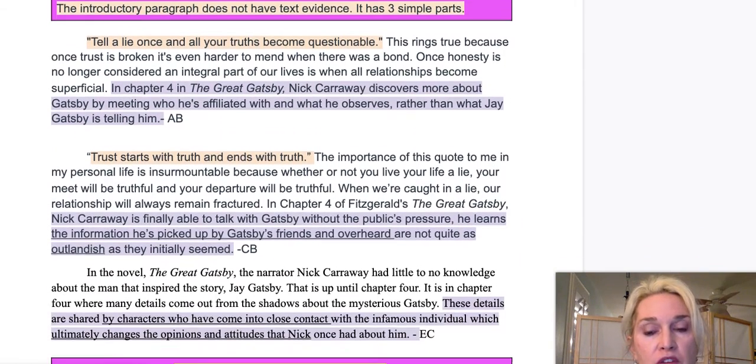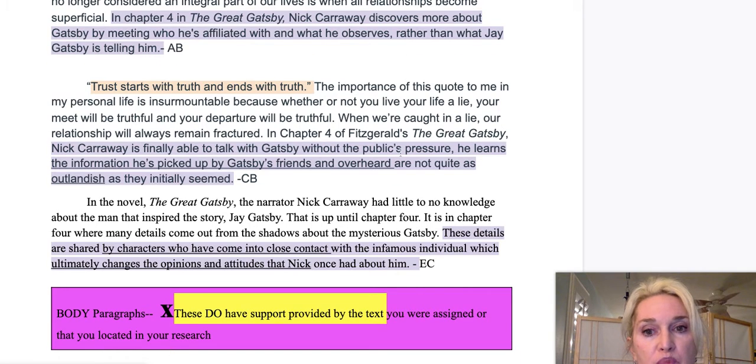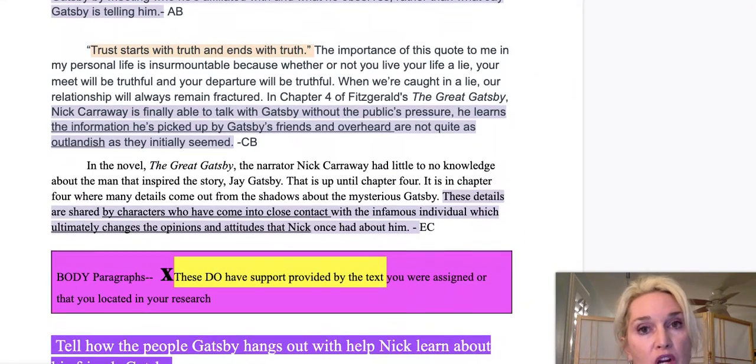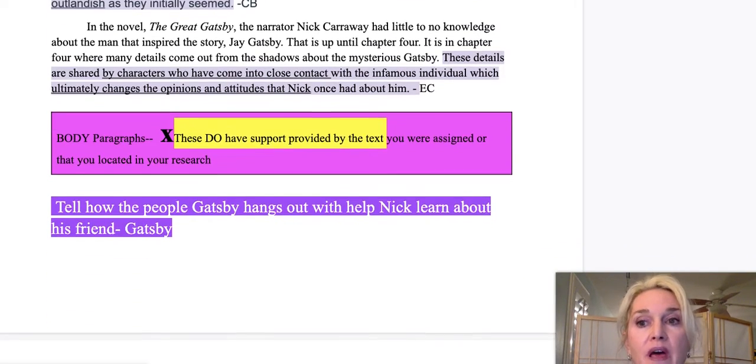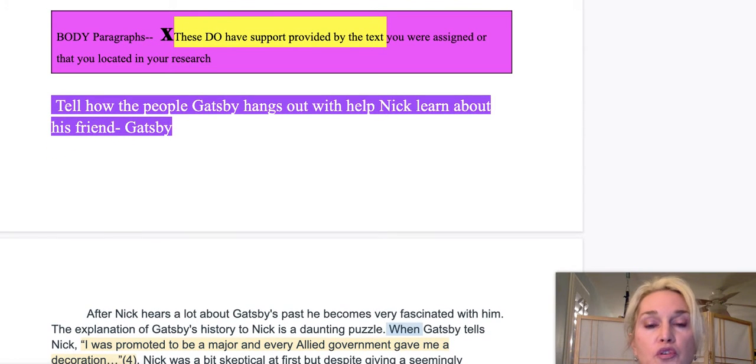You can see I've underlined pieces of this one, the three pieces: the information he's picked up by Gatsby's friends and overheard, not quite as outlandish, I have by characters who have come in close contact, or ultimately changes the opinions and attitudes of Nick. Okay, so I take those main parts of my thesis statement, and I'm going to start to craft and create some body paragraphs.